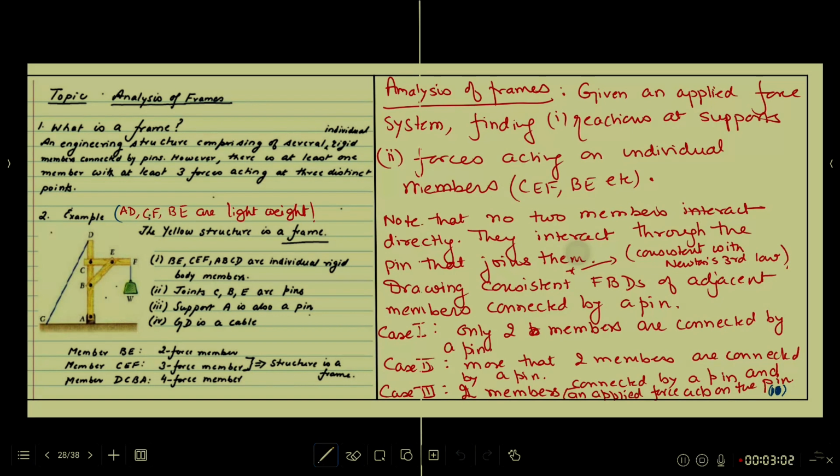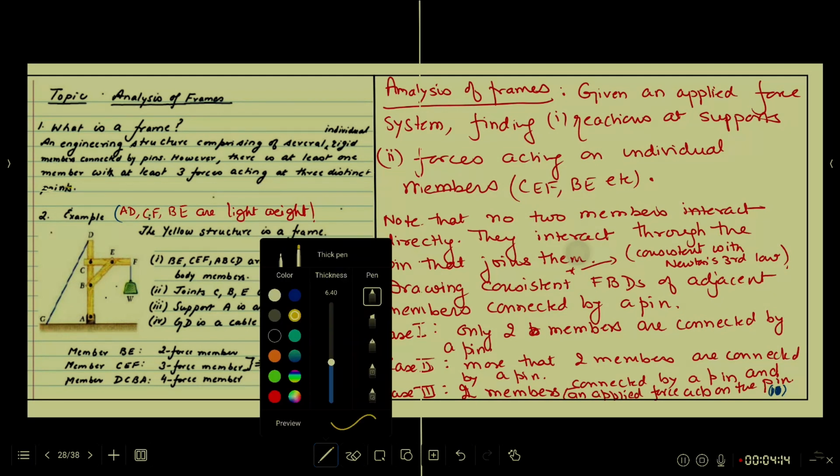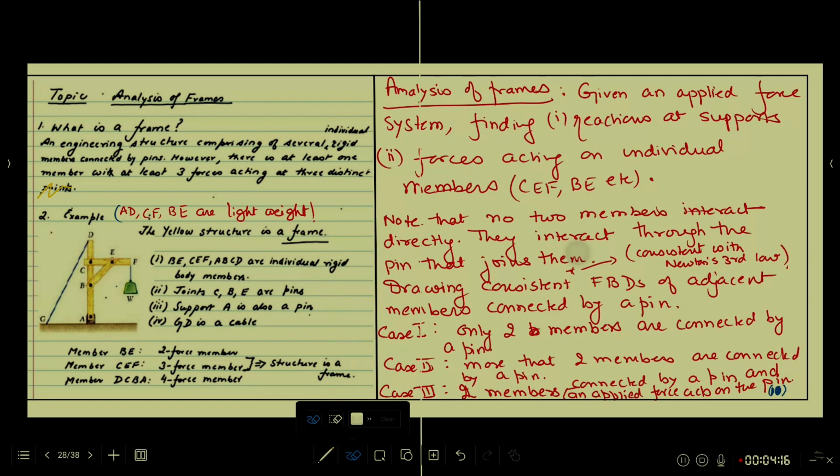The topic is actually analysis of frames. But what is a frame? Let's first define what a frame is. A frame is an engineering structure which is comprised of several individual rigid members connected by pins. However, there is at least one member with at least three forces acting on it. Let's keep it like that. There is at least one member with at least three forces acting on it.